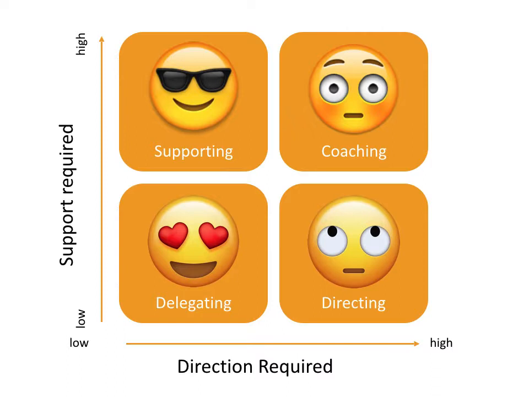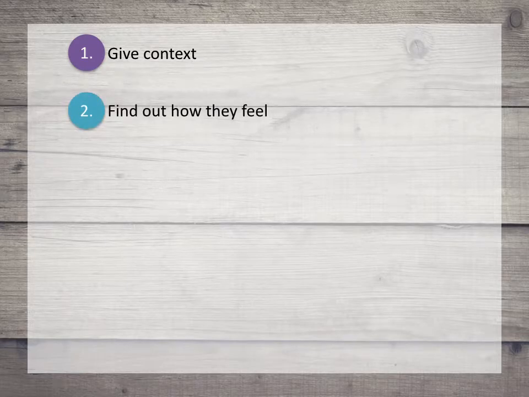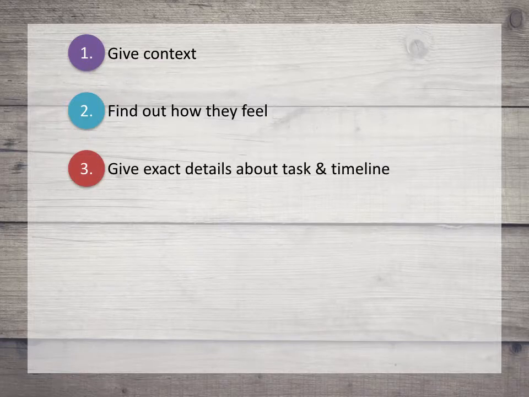When you have decided on the appropriate person to fulfill the task, there are a few practical steps that you need to go through. Firstly, you need to provide context about the task. Why are we doing this and why is it important? Next, you need to find out how they feel about taking on this task. Are they happy to do it? Do they have any questions, concerns, or fears? And once they have agreed to take on this task, you need to give precise details and be extremely clear on the deadline.